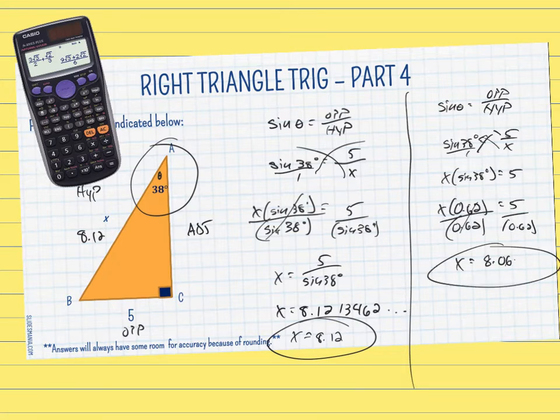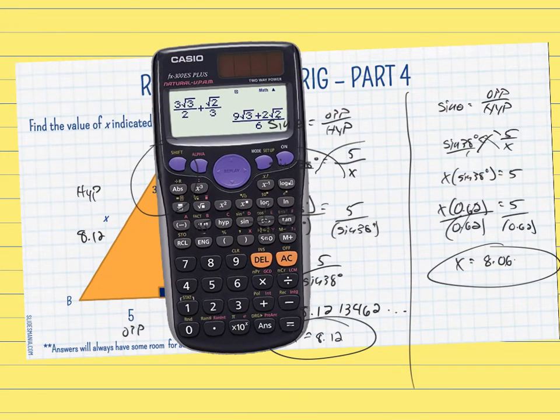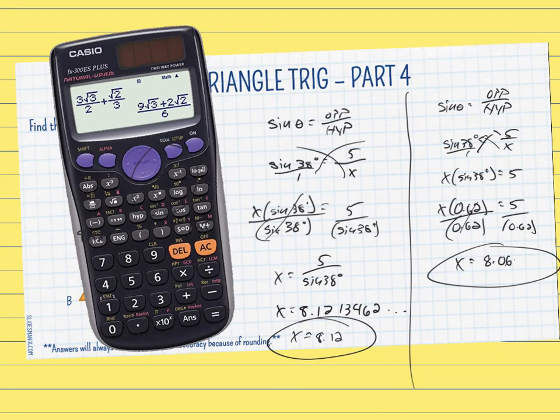Now, a real quick explanation of what I did. I still set up my function as the sine equals opposite over hypotenuse. I still plugged my values in based off what I was given. So the 38 degrees I knew, and my opposite side I knew. I still cross multiplied to get x times the sine of 38 degrees equals 5. But the difference here is I used my calculator to get rid of this trig function early. Now, whether you get rid of the trig function early, and I punched in my calculator, the sine of 38 degrees is 0.62.